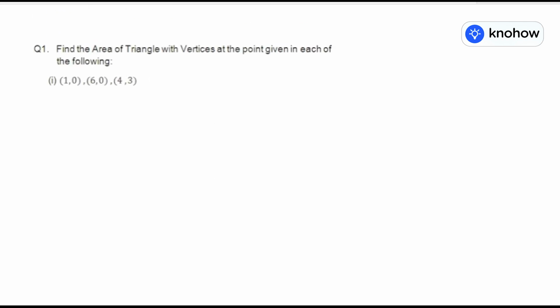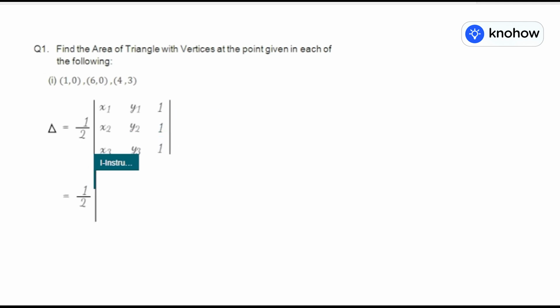Question 1. Find the area of triangle with vertices at the points given in the following. In the first part, the coordinates of the points are given as (1, 0), (6, 0), (4, 3). So what will be the area of triangle? Half. First let me write the formula: x1, y1, 1, x2, y2, 1, x3, y3, 1. And now replace the values of x1, y1, x2, y2, x3, y3.